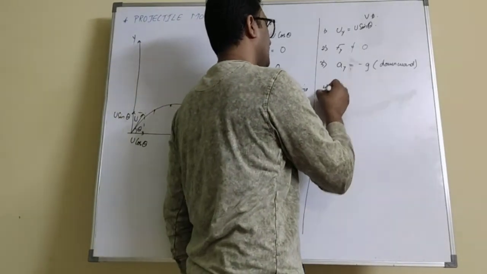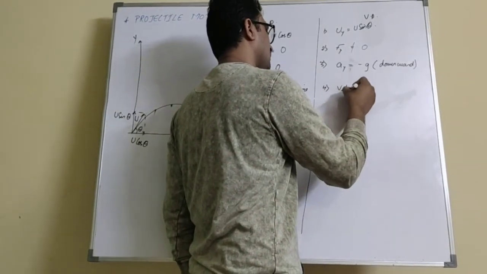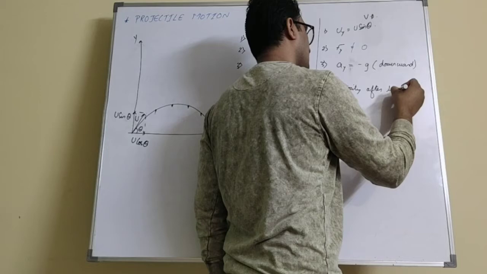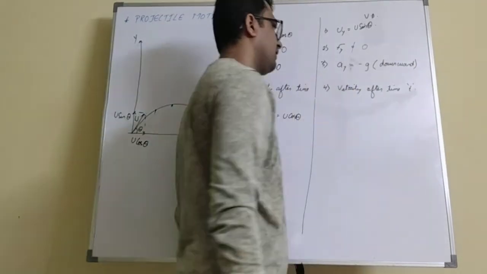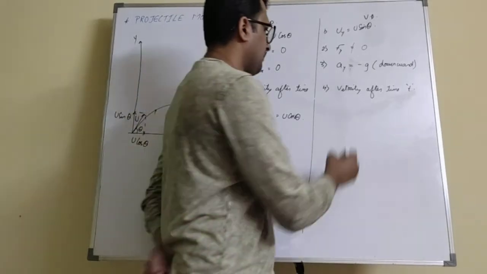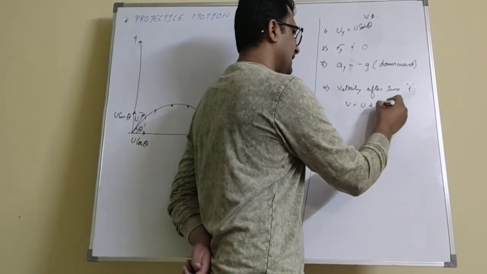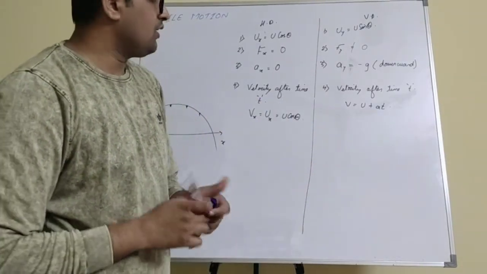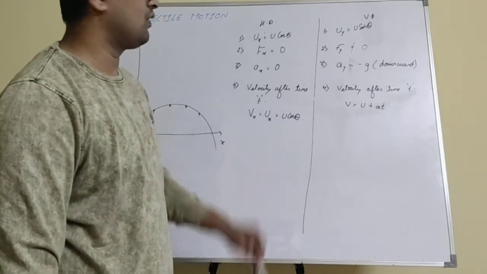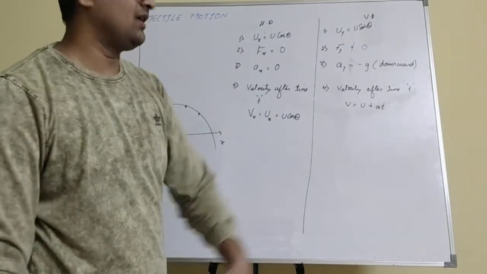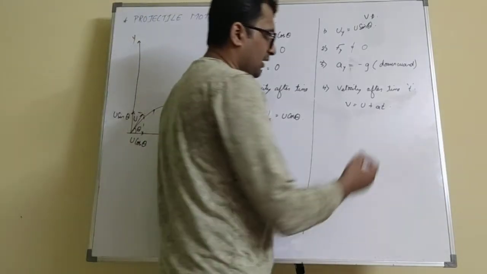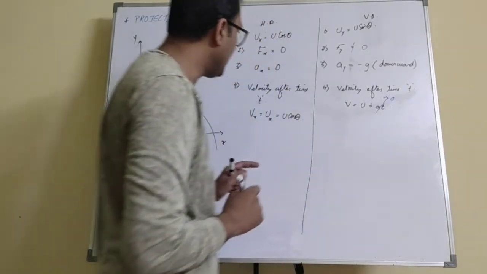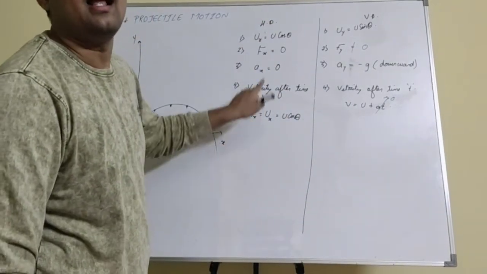Then after that, velocity after time small t. Clear? So let's apply v equals u plus at. Can we? Yes, we can, because acceleration is non-zero. Can you apply this equation for horizontal direction? Technically I will say no. But you can say, sir, acceleration is 0, that's why final velocity is equal to initial velocity in horizontal direction or x direction.